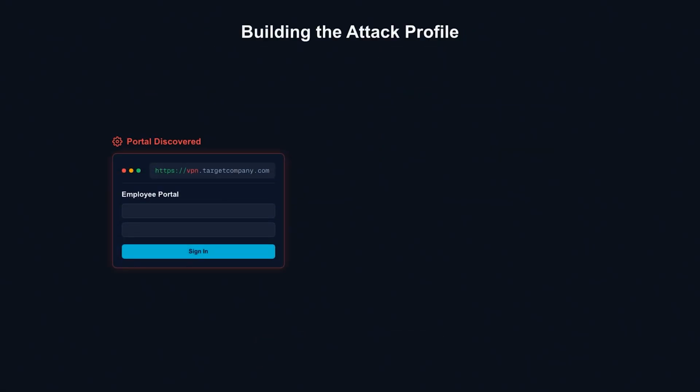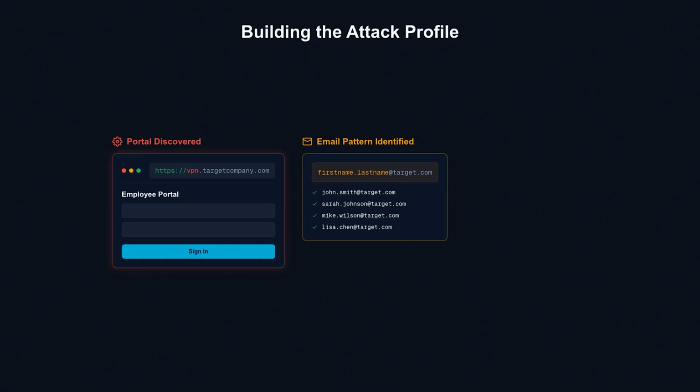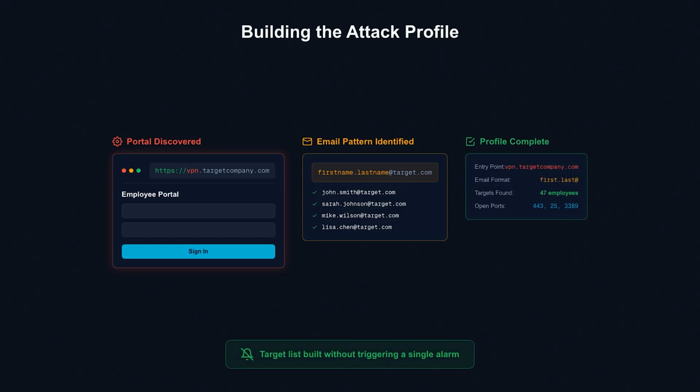The attackers find an employee portal at vpn.targetcompany.com. They find email addresses following the pattern firstname.lastname@company.com. They've built a target list without triggering a single alarm. The defenders never saw this coming because there was nothing to see.